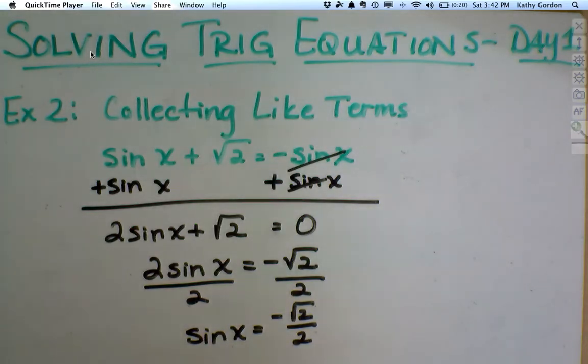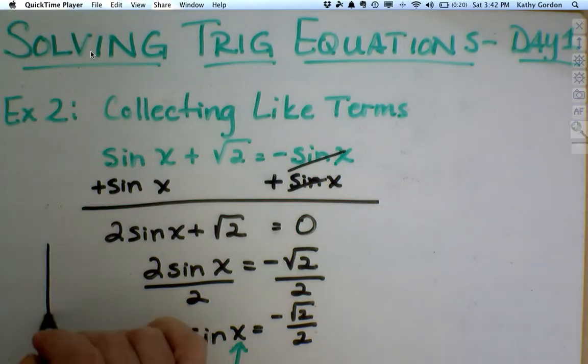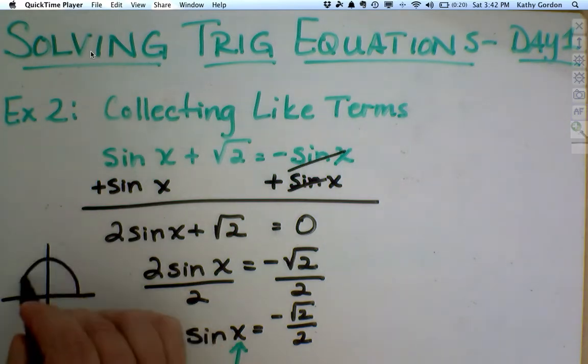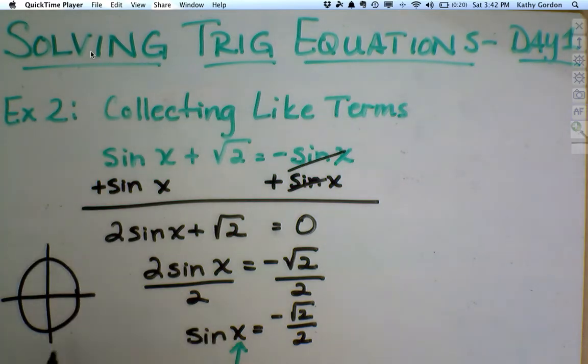And so now we want to figure out x. Since x is inside of the sine function, x represents an angle measure. So if we think about our unit circle again, we're trying to figure out what is the angle rotation around our unit circle that could give us a negative square root of 2 over 2 answer.